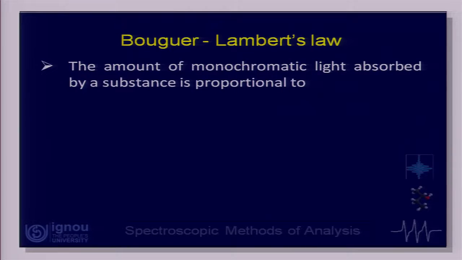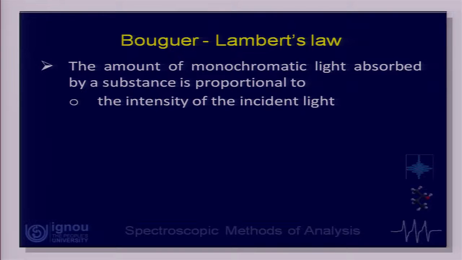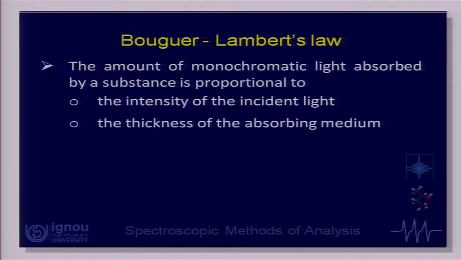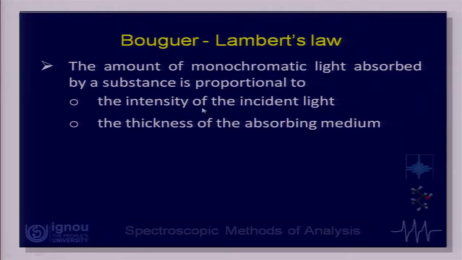Okay. Now, what is this law? This law basically states as follows, that is, the amount of monochromatic light absorbed by a substance is proportional to one, the intensity of the incident light or radiation there, and second, the thickness of the absorbing medium. So, that is the basic statement of this law, that is, the amount of radiation which is absorbed will depend on two parameters: the intensity which is coming in, and secondly the thickness of the medium there.